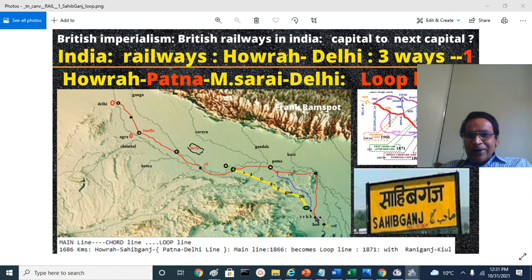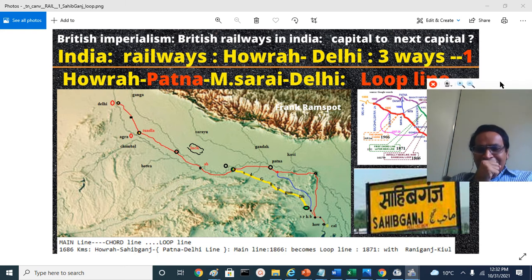All of them diverge somewhere near Bardhaman. All of them join at Mughalsarai and they continue. The starting point is always Howrah, the destination point is Ghaziabad, Delhi. So this is the Howrah Delhi railway line, and when the Kiul line was built 6 or 7 years later, the Sahib Ganj line, that was the original line, became the loop line.